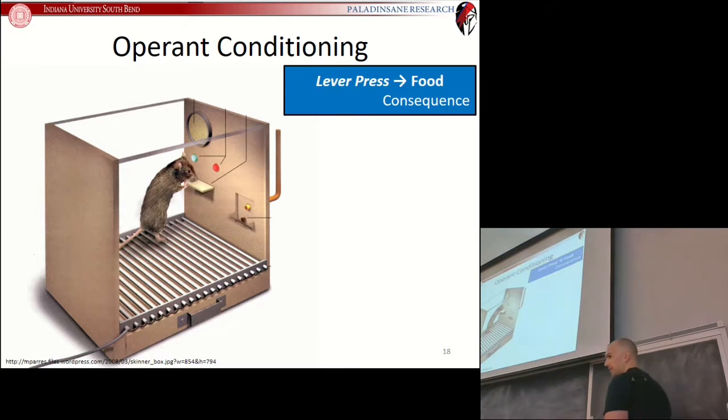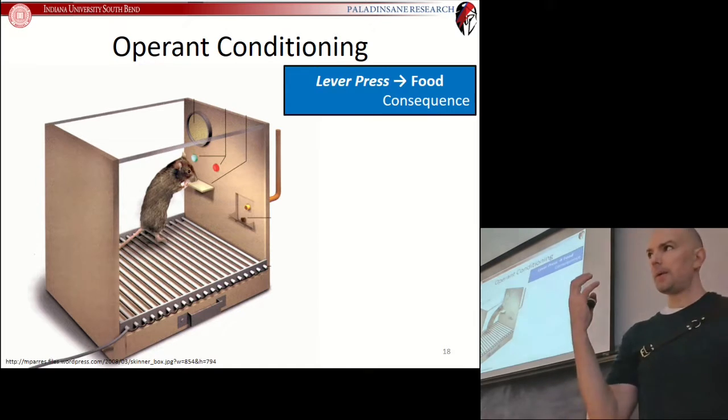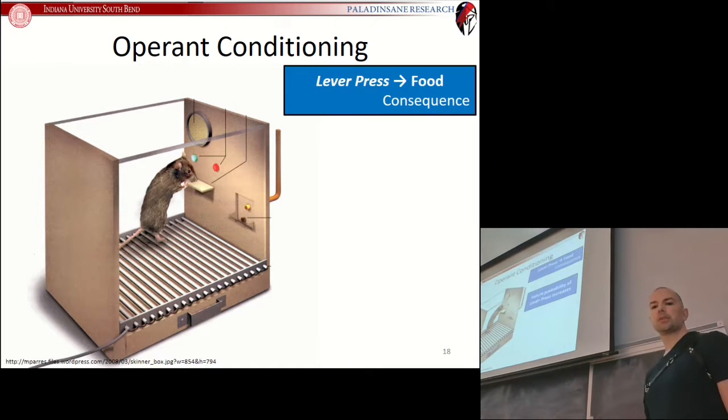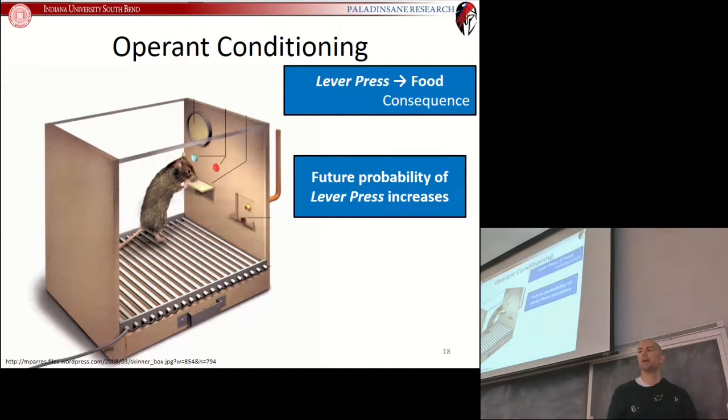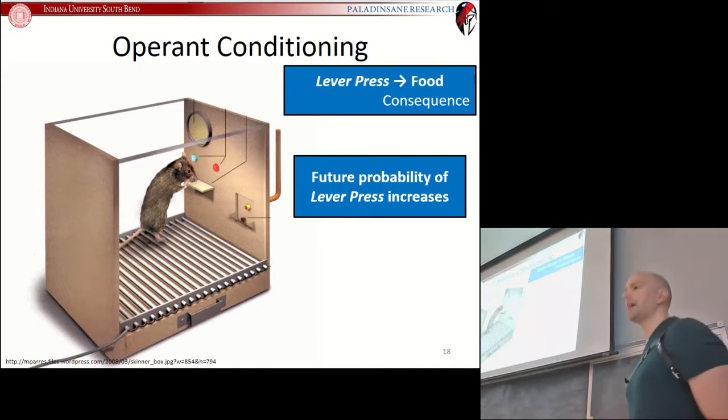So in this situation, if this was the consequence that followed the lever press, if this was the consequence that followed the operant behavior, this would lead to the future probability of that lever press increasing. So you would likely get more lever presses in the future if your lever press was followed by the presentation of food. If the consequence of the lever press was that Sniffy, in this case, got food. So the future probability of lever presses increases.